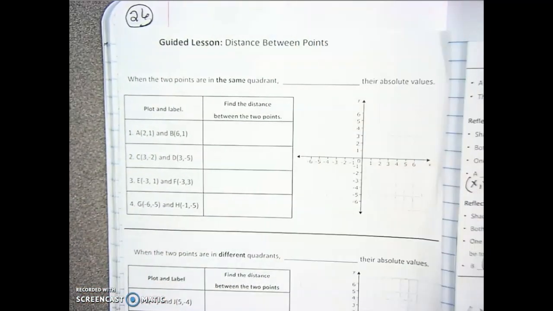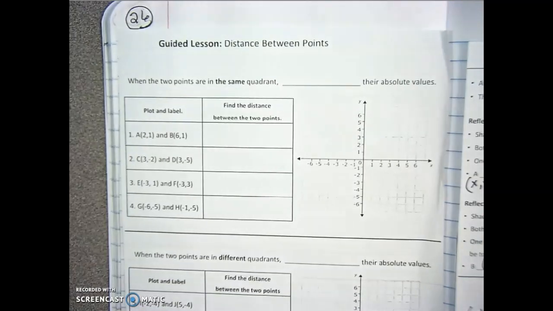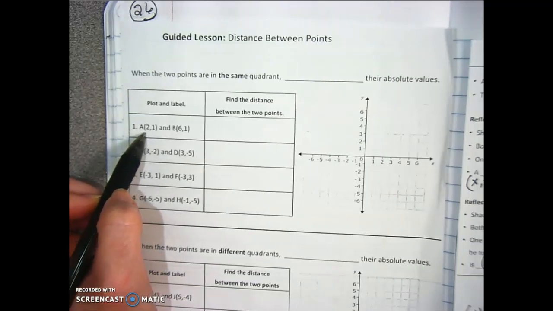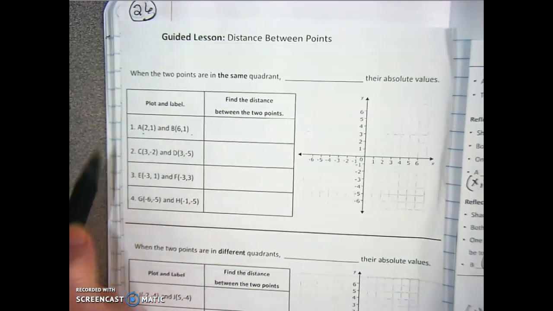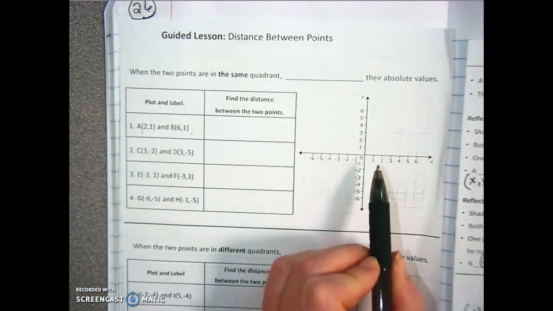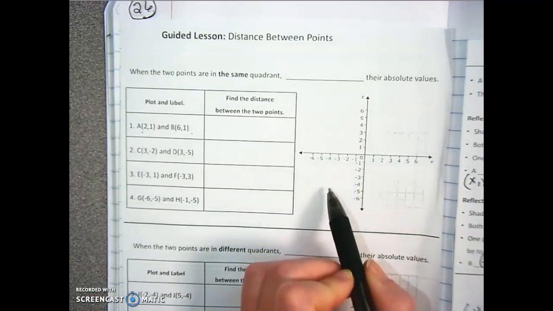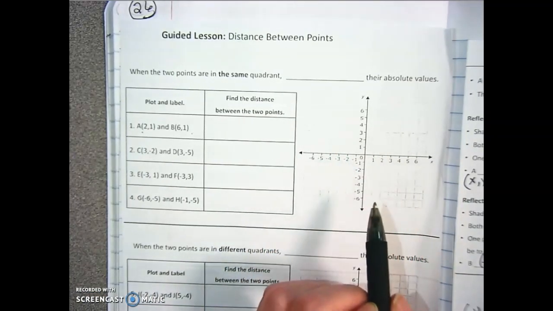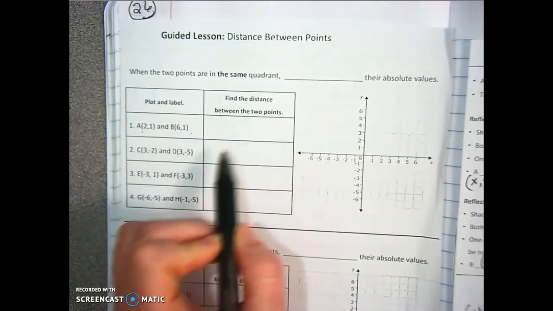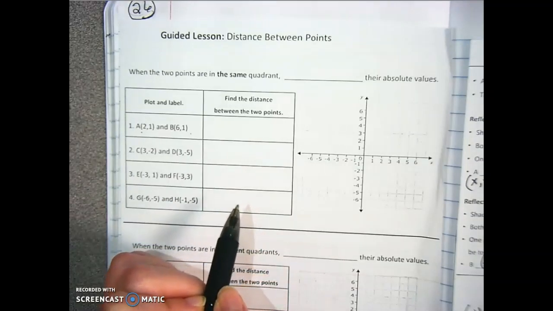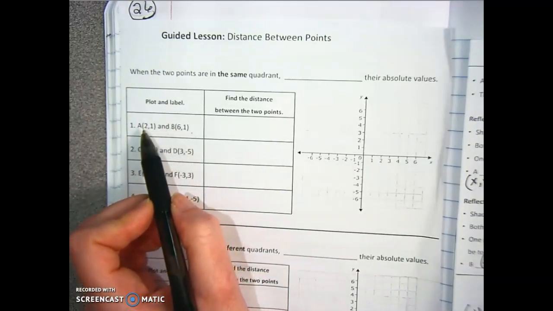Well, there's another technique of how you solve this without using a coordinate plane and counting. So we're going to do plot and label. The first thing you have is points A and B. I'm going to plot these and label them. We're going to count the units like we did on the first page, but then to check it, I'm going to show you how to use your absolute values to check to make sure that we have the correct answer. All right, so let's get started.